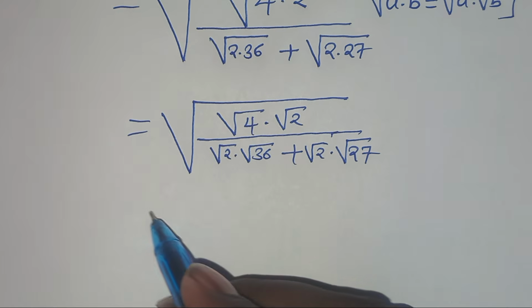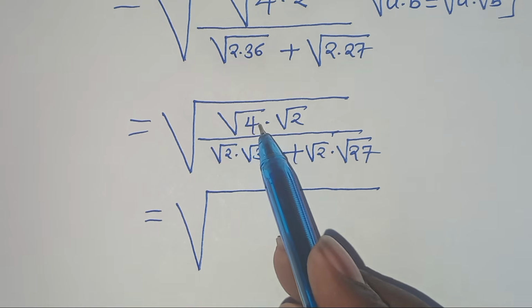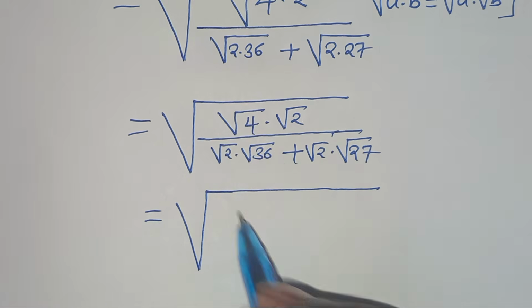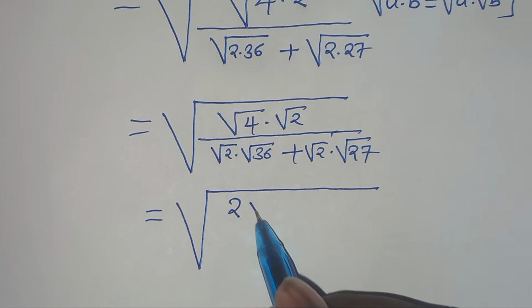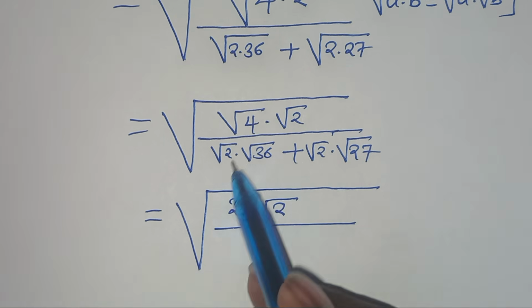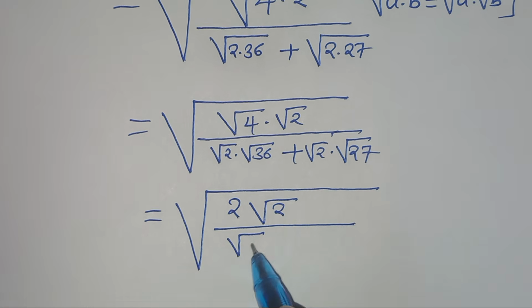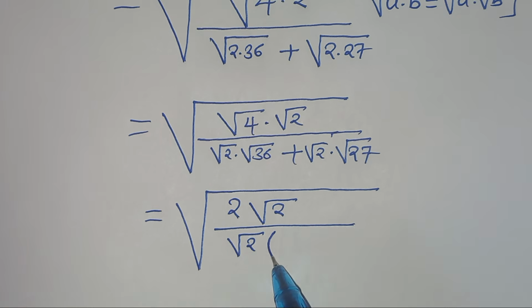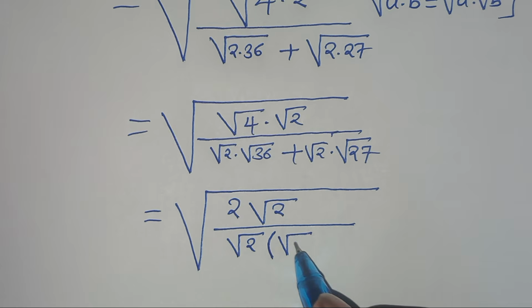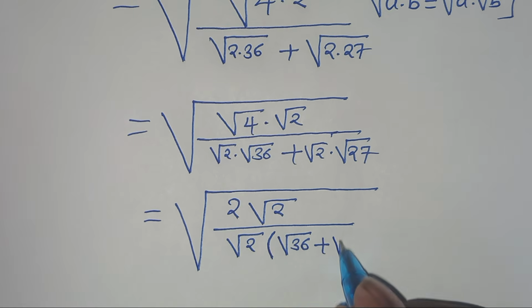Now the next step is that we have, in the numerator, square root of 4, this is the same thing as 2 multiplied by square root of 2, then divided by square root of 2 is common here, so we can factor out square root of 2 into the parentheses. We have square root of 36 plus square root of 27.